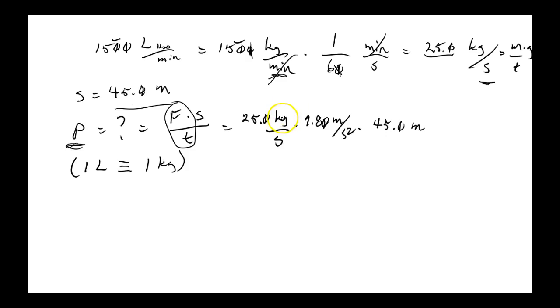Because a kilogram meter per second squared is a what? That's not a watt. A kilogram meter per second squared is a force. That's where we got it from. Force times displacement. This will be a Newton. It is a force, but it's measured in newtons. Newton meter per second, that's a watt. Okay? So let's get what it is.